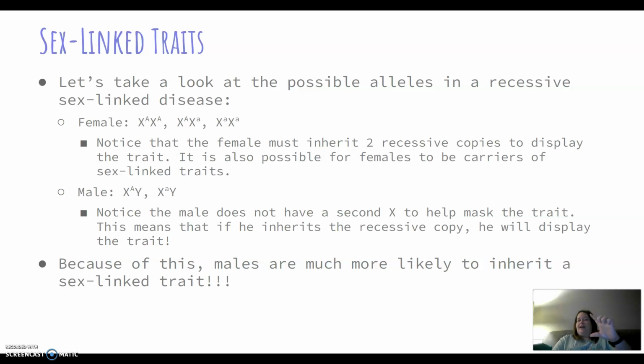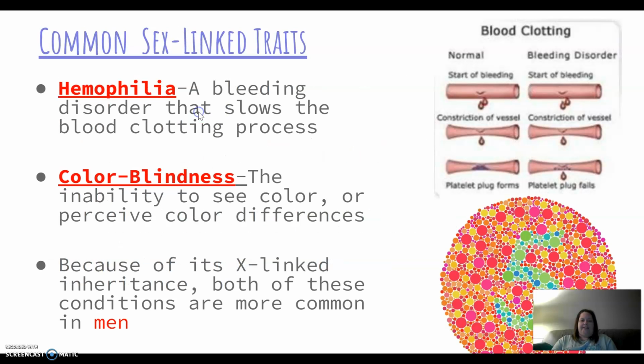So if it's present on the X, you're going to have it. Okay, so again, X, A, and Y, and then we have X little a and Y. Notice the male does not have a second X to help mask the trait. This means that if he inherits the recessive copy, he will display the trait. Because of this, males are much more likely to inherit a sex-linked trait.